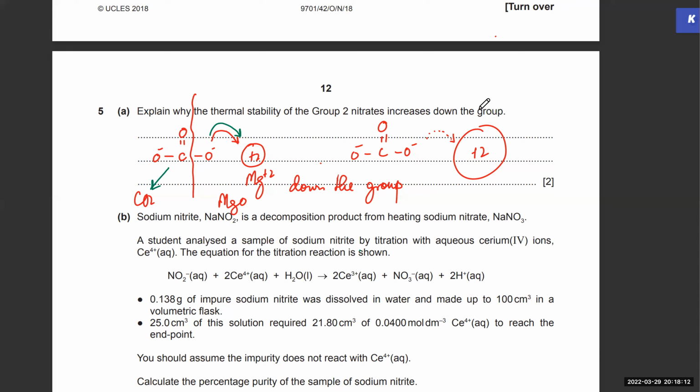Over here, if you have a bigger ion, there's going to be less attraction. So this bigger ion, let's say that's a barium ion. Down the group, the ionic radius increases. So the bigger ion is not going to pull the electrons in the carbonate ion towards itself. So the carbonate ion would kind of remain intact, and it will be harder to break its bonds. Is that clear?